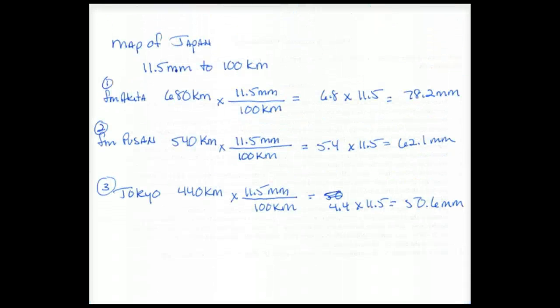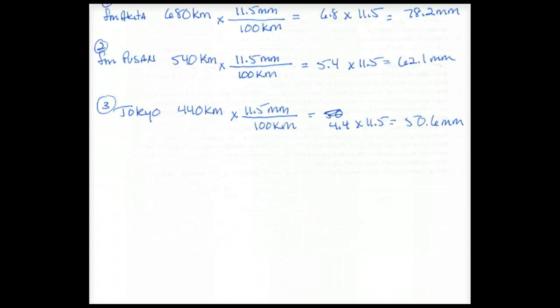What I come up with, sorry for the scrolling, from Busan, Korea, I said it was 540 kilometers. I'm going to do the same conversion. I want to convert this to a distance I can use on my map. So I do my conversion, I get 62.1 millimeters. From Tokyo, I get the map distance as 50.6 millimeters. So I come down here, I do exactly the same thing.